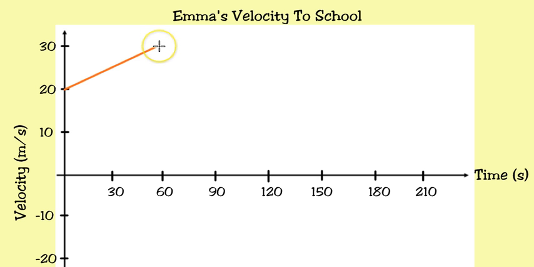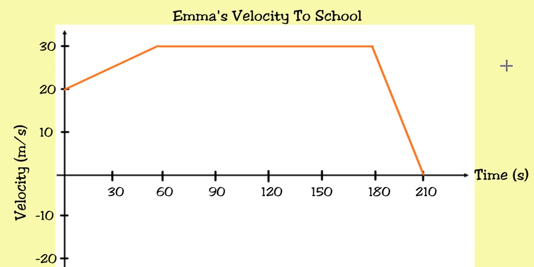And then it says that she remained at that speed for 2 minutes. So from 60 to 180, we have a nice horizontal line. And then from 180 to 210, she slowed down to a stop. A nice simple graph, only 3 lines here. So this is our velocity versus time graph based on Emma's motion.